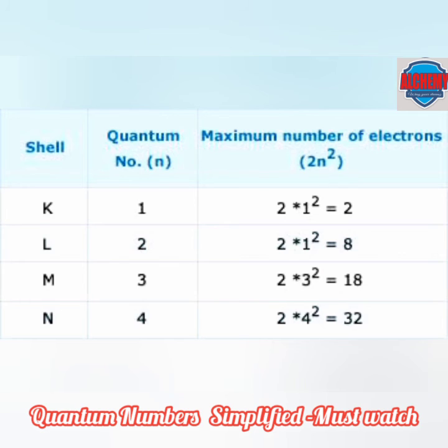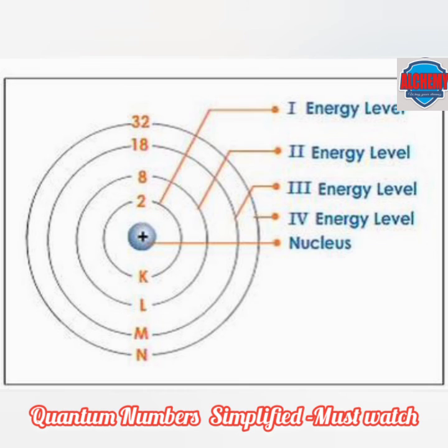The maximum number of electrons in each shell is given by the equation 2n², where n represents the shell number. So for the first shell, that is K, the maximum number of electrons is given by 2 into 1 square, that is 2. For the second shell L, the maximum number of electrons is 8. For the third shell M, it is 18. And for the N shell, it is 32. The shells are also called energy levels.